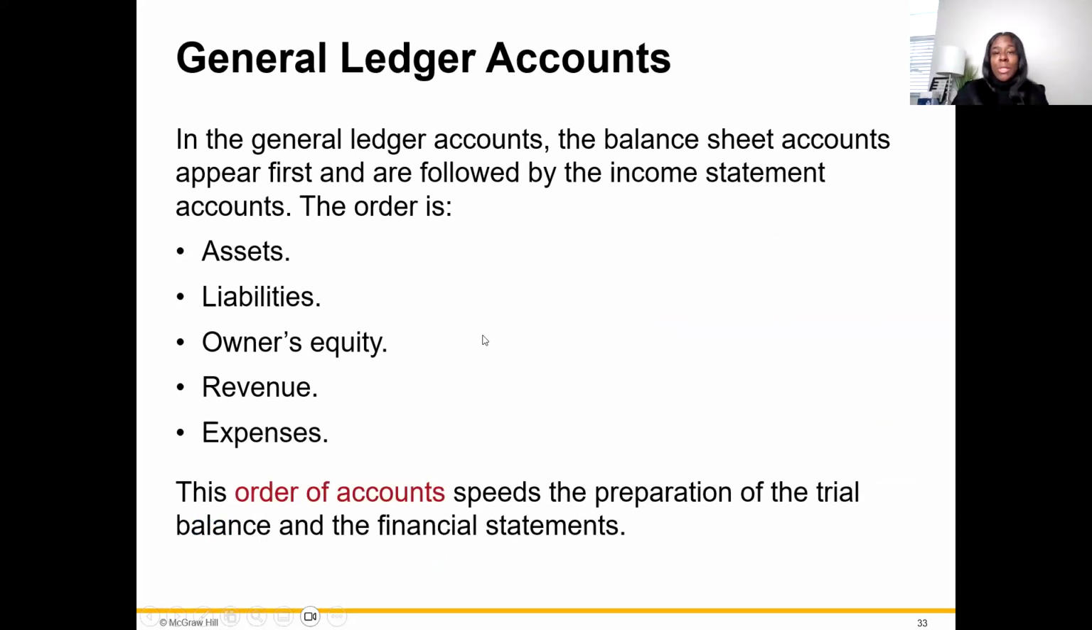So in the general journal accounts, the balance sheet accounts come first, and then the income statement. So you have assets, liabilities, owner's equity, then revenues and expenses. So the order of accounts speeds up the preparation of our trial balance and our financial statements because we'll know how we create our financial statements, and you'll see the correlation that we're talking about right here.